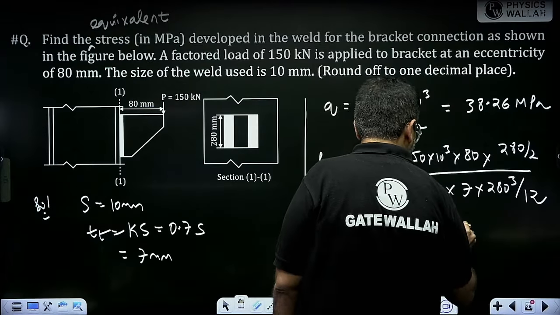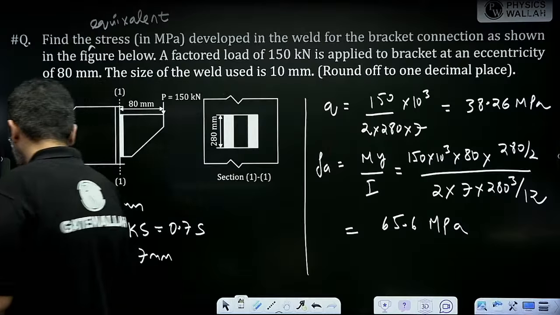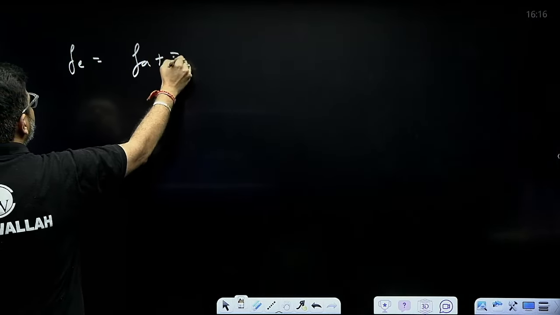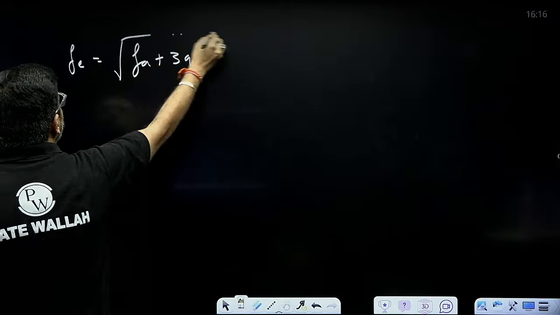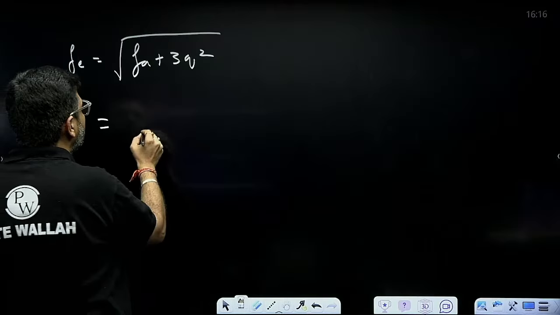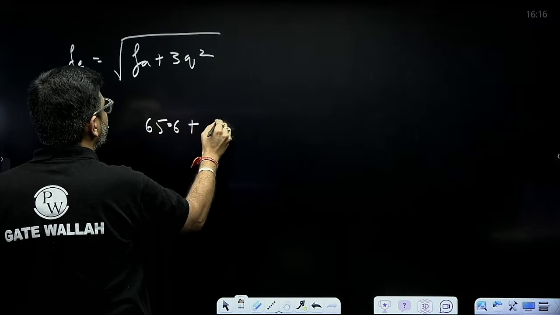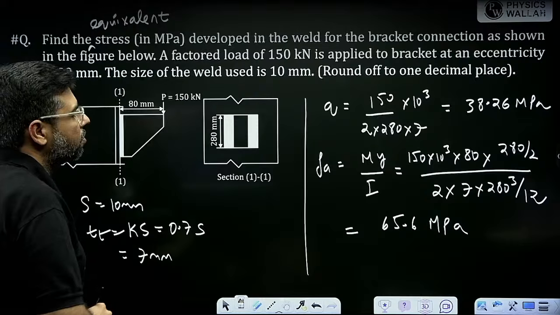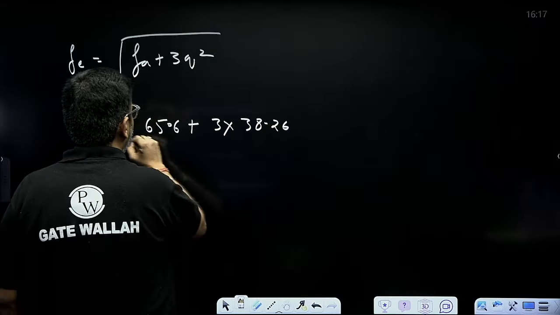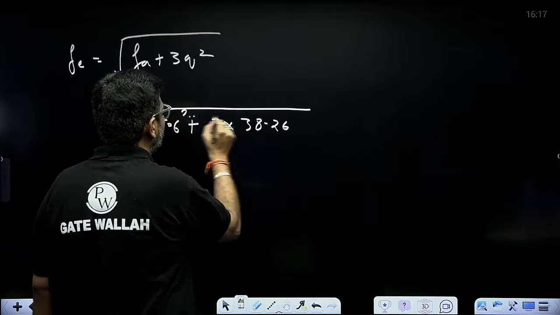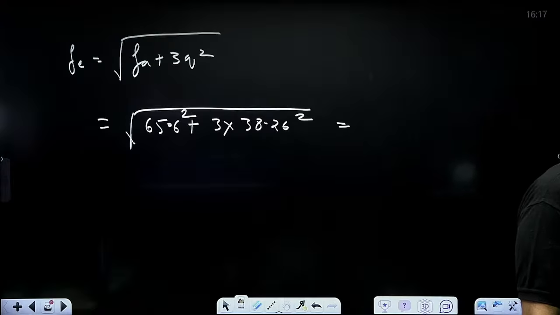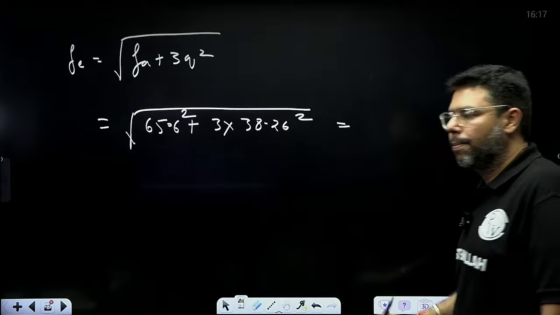Now equivalent stress is equal to how much? Fa square plus 3q square, square root. You should remember this formula. Many times in GATE a question is asked from here. 65.6 square plus 3 into direct shear stress, that is 38.26 square, square root is the correct answer. Tell me fast. Answer is 93.24 MPa.